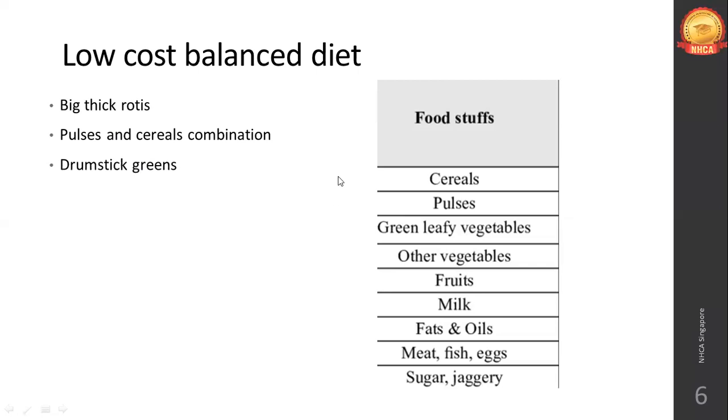Drumsticks are very cheap. They are very inexpensive, but they are loaded with nutrients, iron. Drumstick leaves as well. A kitchen garden should be incorporated. Small items like coriander leaves, mint leaves, fenugreek leaves, methi leaves, these things you can grow in your own kitchen garden, in a small bucket or so. Small cherry tomatoes, chilies, etc. You can plant them in your own kitchen garden.